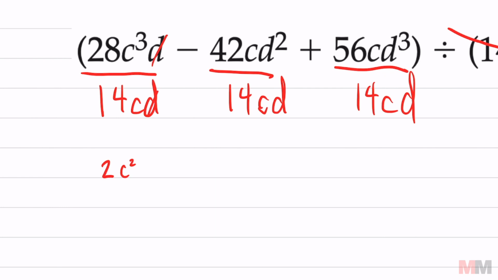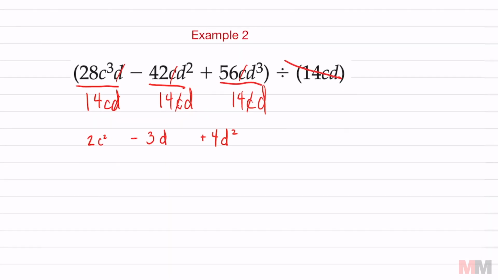These cancel out. 42 divided by 14 is going to get me negative 3. C's cancel out. D squared over d is just a single d. And the last one, 56 divided by 14 is a positive 4. C's cancel out. D squared. And that is it. Last one, I promise, last one.